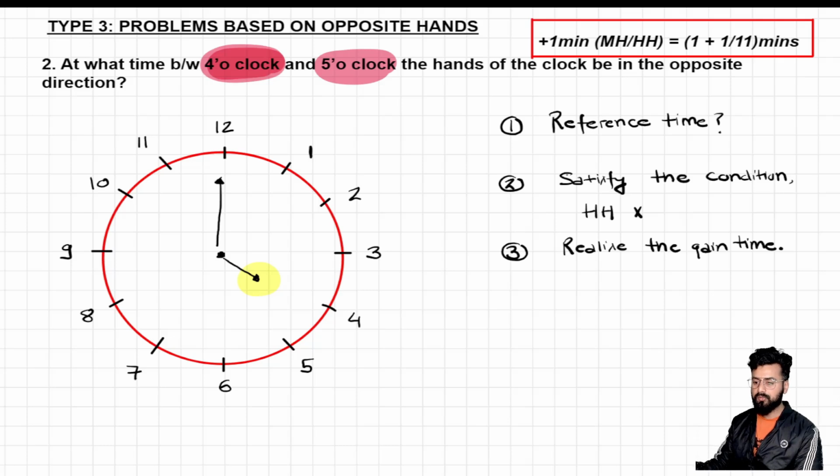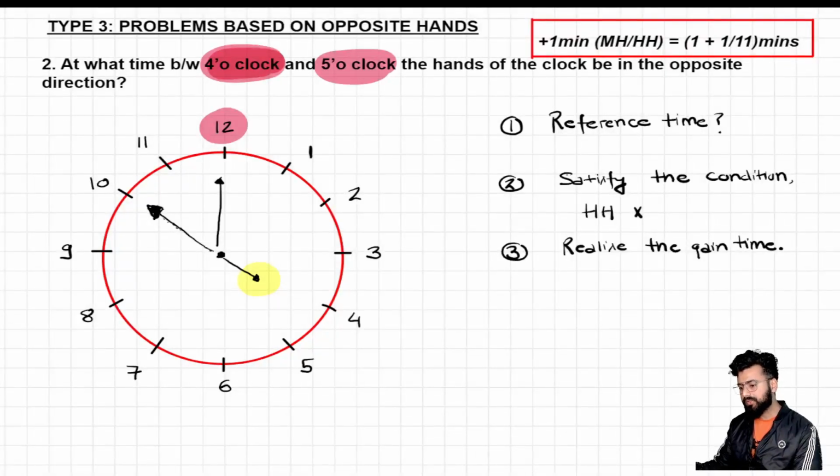So let's see. The minute hand is at this position. The initial position of the minute hand is at 12. Now to make the condition true, I'll just take 4 as the reference time because our hour hand is stationary, and with reference to the hour hand, I'm going to draw the minute hand. Draw this line, and this shows the position of the minute hand. And now I can see, okay, the angle between the two hands is 180 degrees.